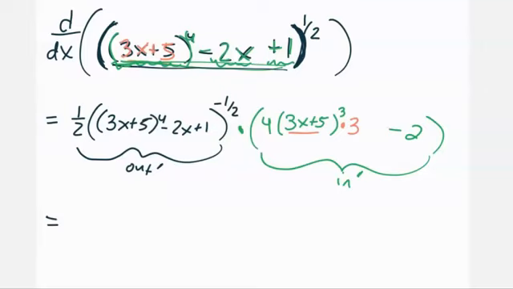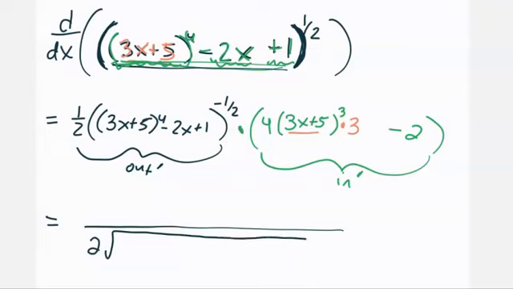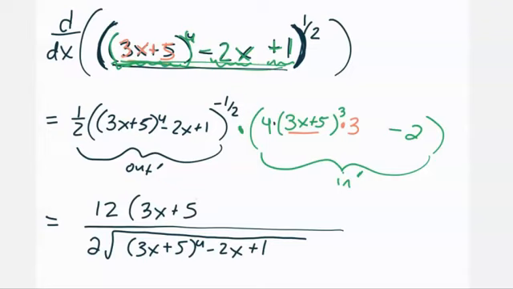Anything to the negative 1/2 means it's in the denominator, and the 1/2 means it's the square root. And notice this is in the denominator, right? 1/2 is 1 in the numerator, 2 in the denominator. So I could put my whole square root back down here, and then all of this will be multiplied on the top. So I have 3 times 4 on this term, so 12 times (3x plus 5) to the third minus 2.